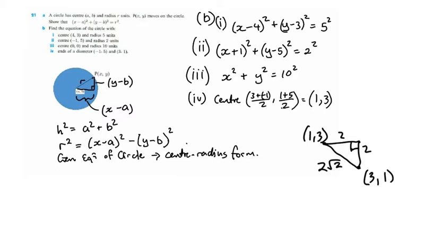So the equation for part 4 will be x minus 1 all squared plus y minus 3 all squared, and I'm not going to write 2 root 2 squared, I'm actually going to square it to get something much nicer, which is 8. That's the second question. Let's move on.